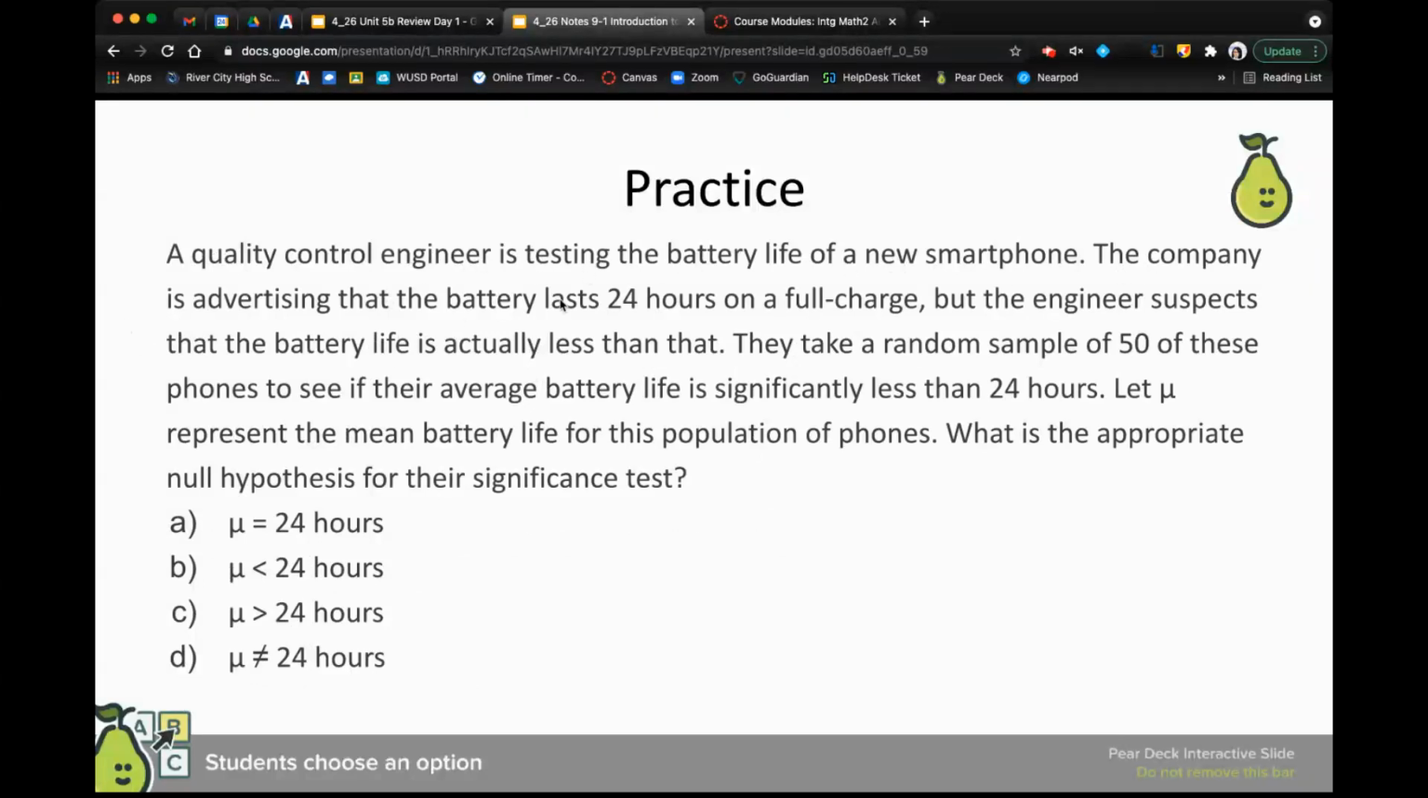Quality control engineers are testing the battery life of a new smartphone. The company is advertising that the battery lasts 24 hours on a full charge, but the engineer suspects that battery life is actually less than that. They take a random sample of 50 of these phones to see if their average battery life is significantly less than 24 hours. Let mu represent the mean battery life for this population of phones. What is the appropriate null hypothesis for their significance test? So for the null hypothesis, we know it should be some type of equality, which means automatically we can choose A.